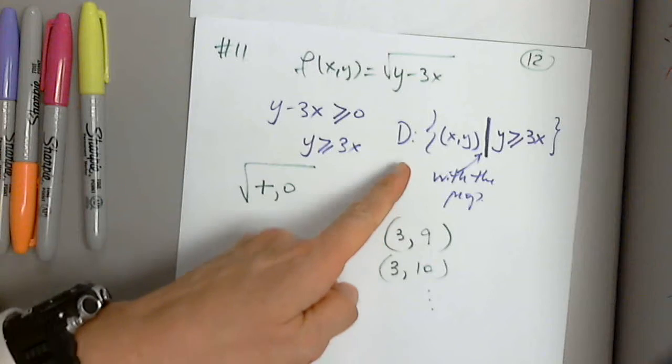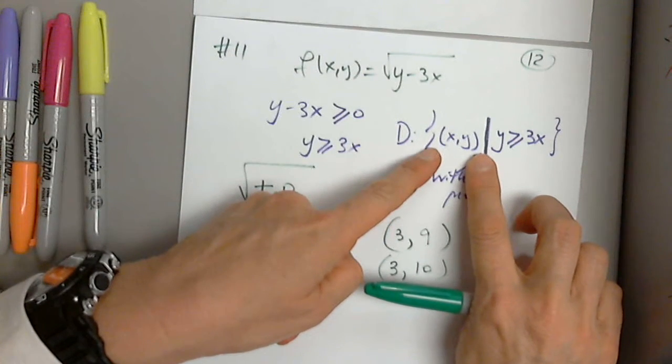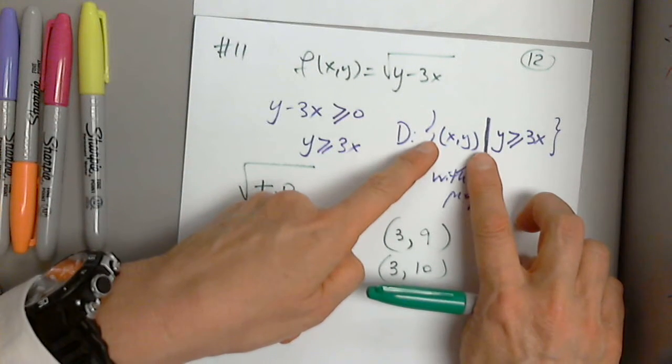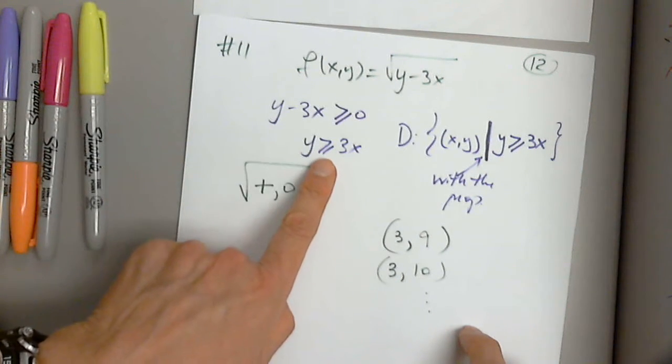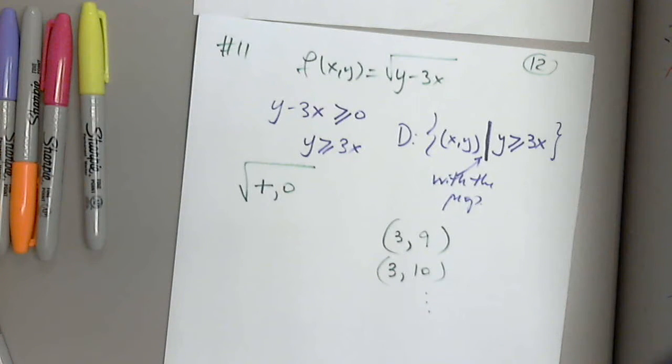So the domain this time is not for x. The domain is for x comma y. So we're talking about ordered pairs, given that this condition is fulfilled. Maybe we should look at another. So choose another.